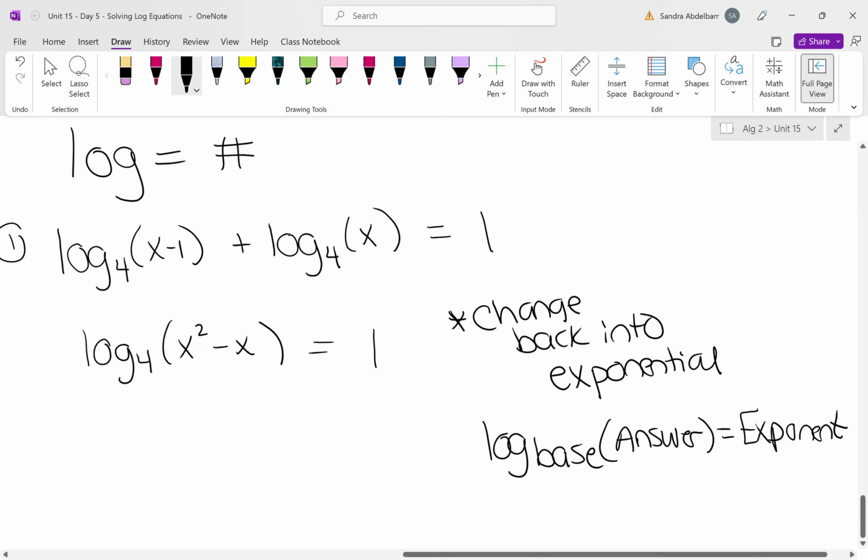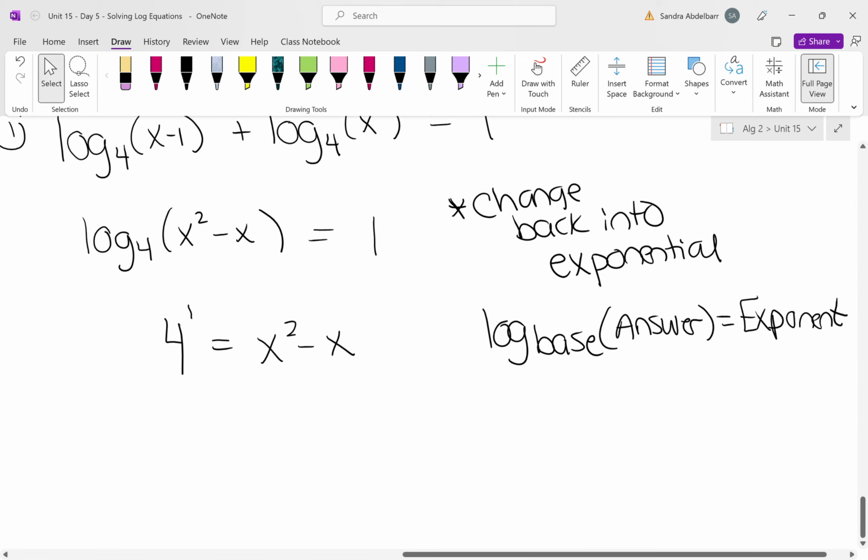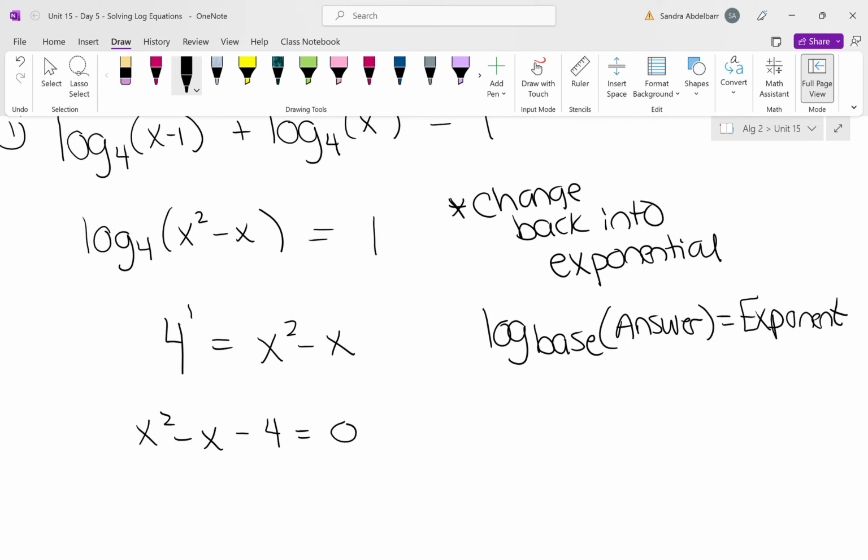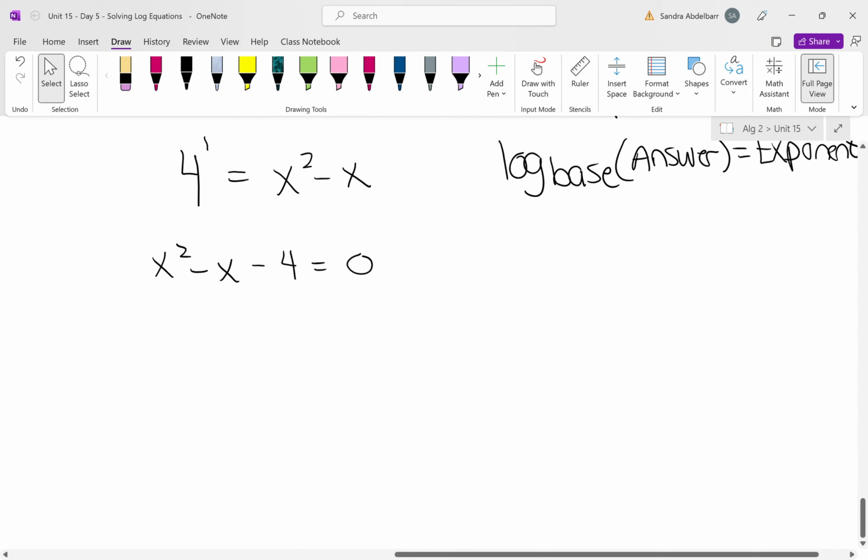So now if I'm changing it back into exponential, my base is 4. What's my exponent? 1. What does that equal? X squared minus x. So now we're going to have to factor. So I'm going to subtract that 4 over. Yeah, there are no factors of -4 that add to -1. So we will have to use the quadratic.